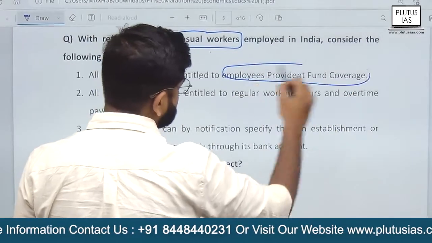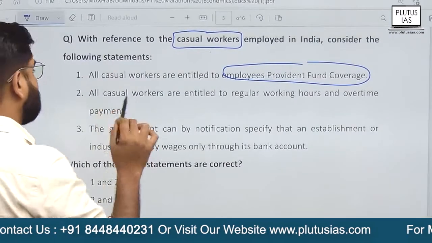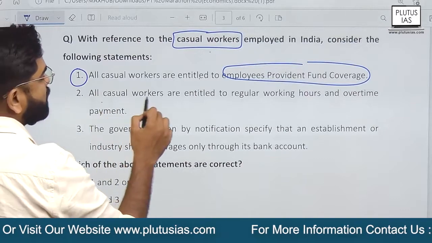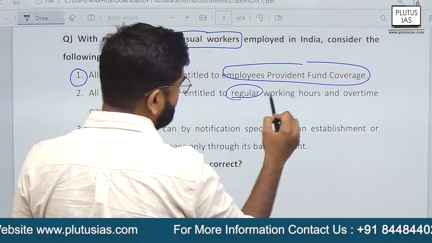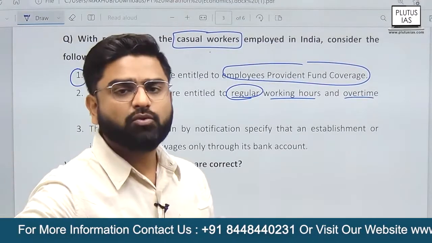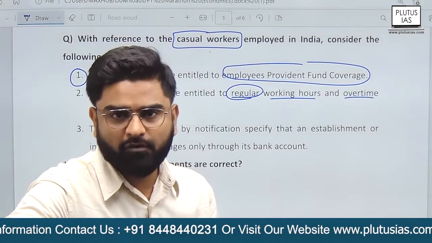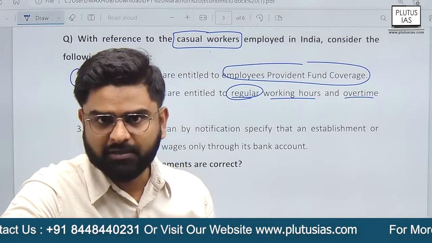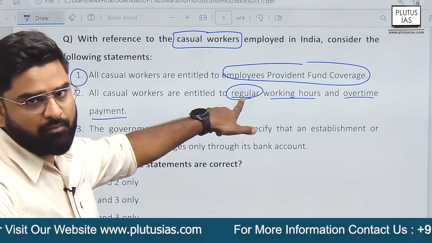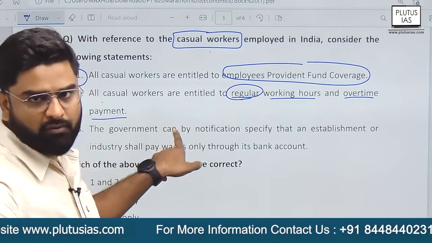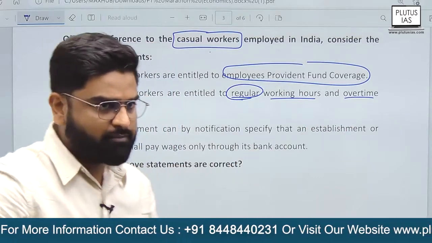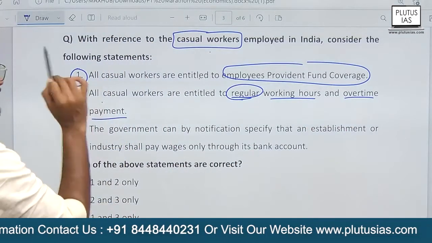Yes, we know this. Let's assume for a second you do not know this point. Okay, fine. Second, all casual workers are entitled to regular working hours and overtime payment. We know one thing for a fact, that I just told you, casual workers are not full-time employees of a company on the roll of a company properly. So what is written here? Regular. They are not regular employees, so they cannot have regular working hours and overtime. They may have other mechanisms, but regular is not available for them. So we know for a fact that this is wrong.